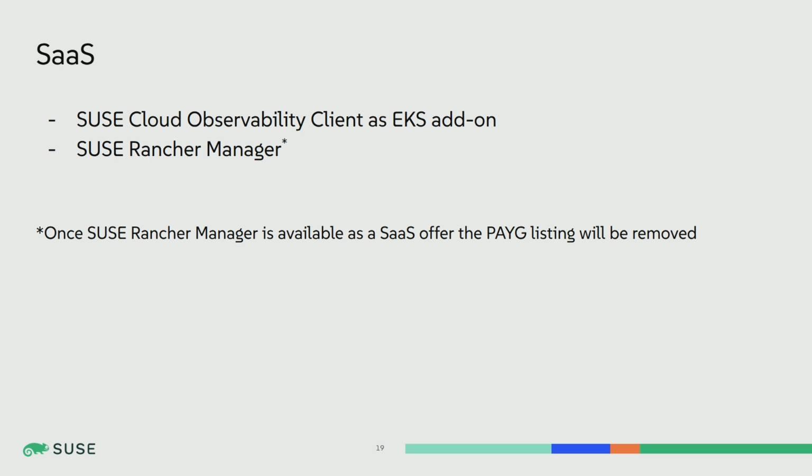And then there's the plan to have what you heard this morning in the keynote referred to as Rancher hosted. So this is SUSE Rancher Manager, I think SUSE multi-cluster manager now. It's going to be running as a service, and will be available in AWS through the marketplace as a SaaS listing. And once we have the SaaS listing, the plan is that the pay-as-you-go listing will go away.